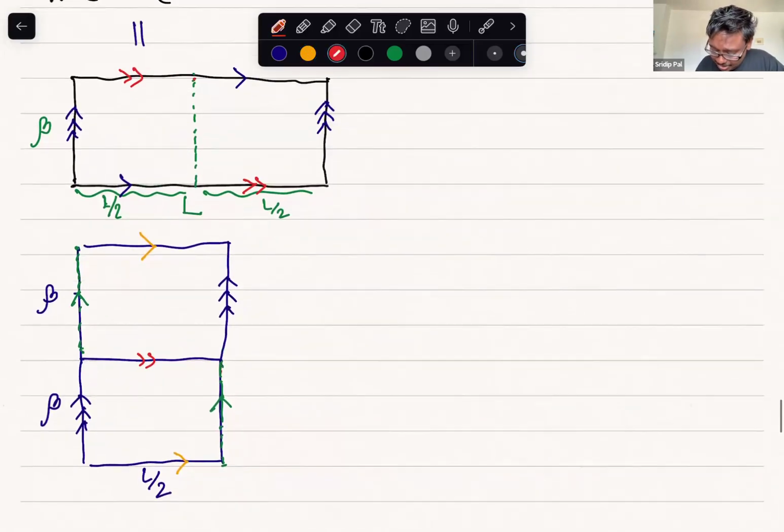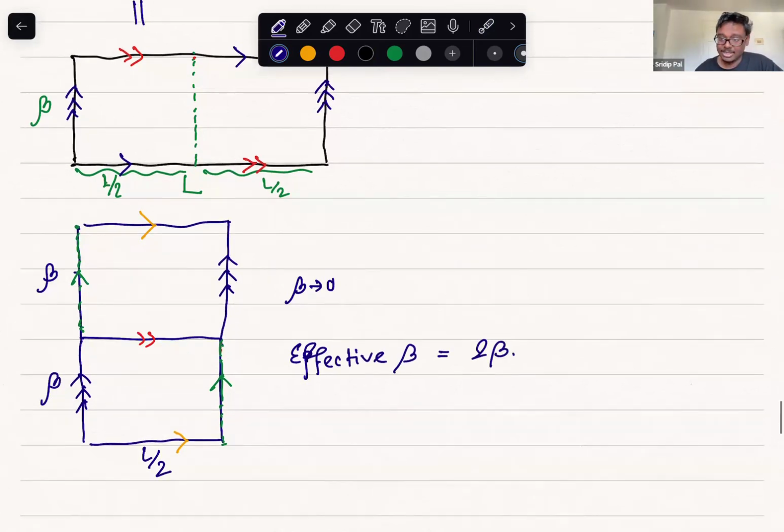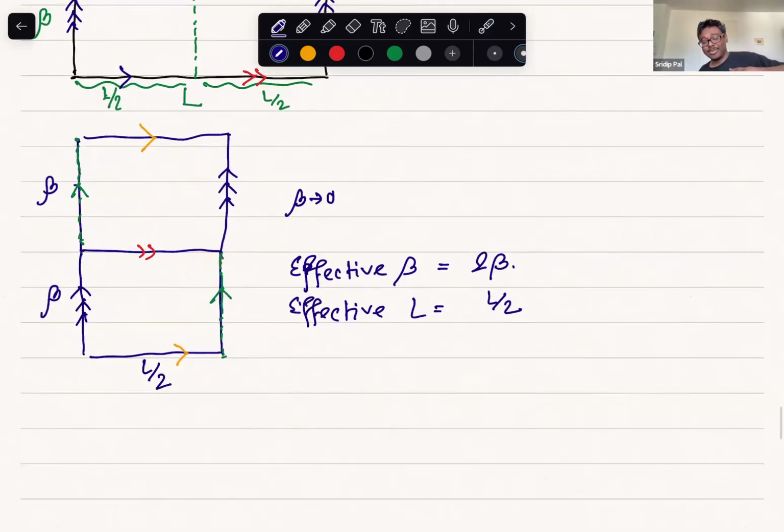Now I can take the beta going to 0 limit in this direction. What I effectively have done is, I need to write down an effective field theory where my effective beta is twice beta, because this cycle gets doubled, and the effective size of the spatial circle, so effective L, becomes L over 2. So I need to evaluate our original thermal effective field theory, but on a different background with different parameters.